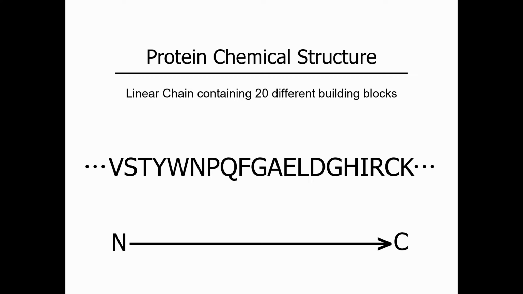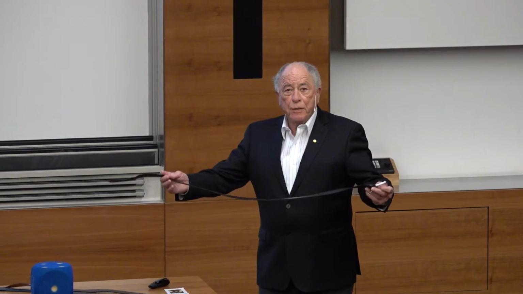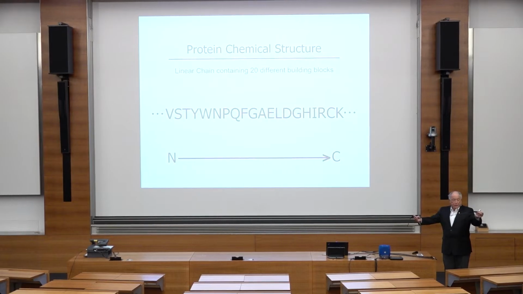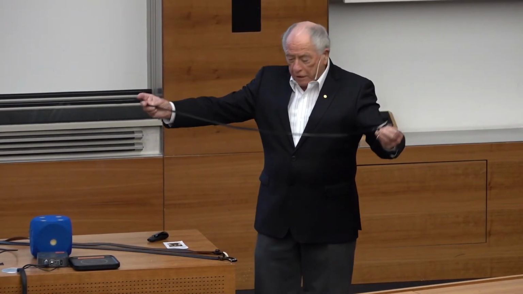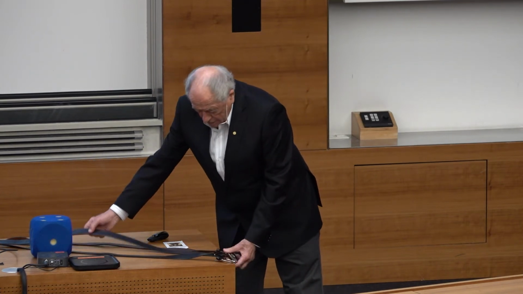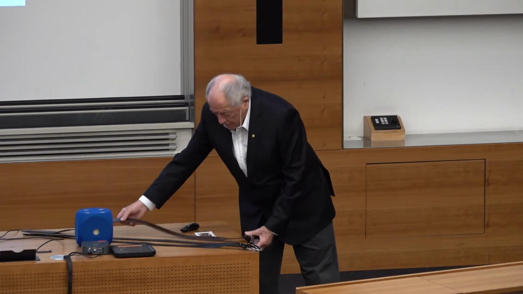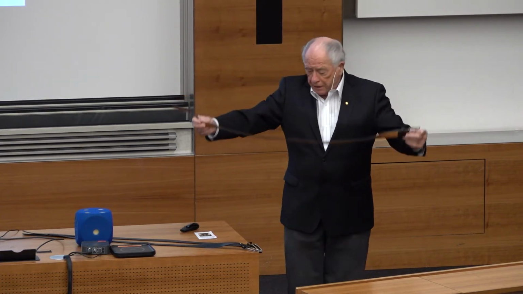And as you can see from this image at the bottom, these chains have a direction. And this can quite nicely be illustrated with belts that we use in daily life, because a belt has a uniquely defined end on the left and on the right. And this black belt represents DNA. This black belt represents messenger RNA, and the brown belt represents protein.